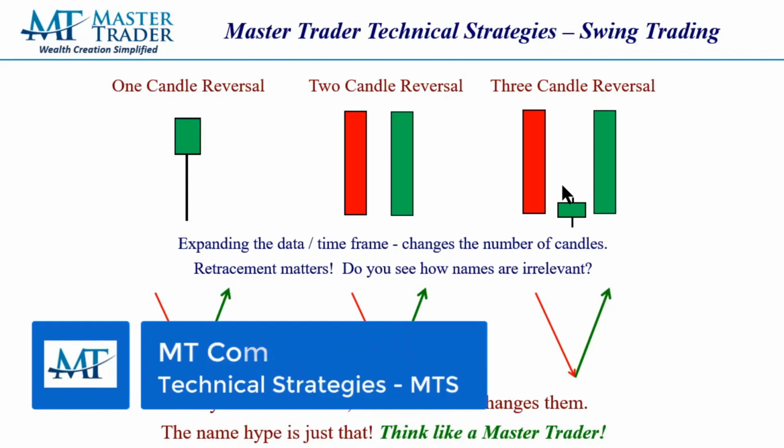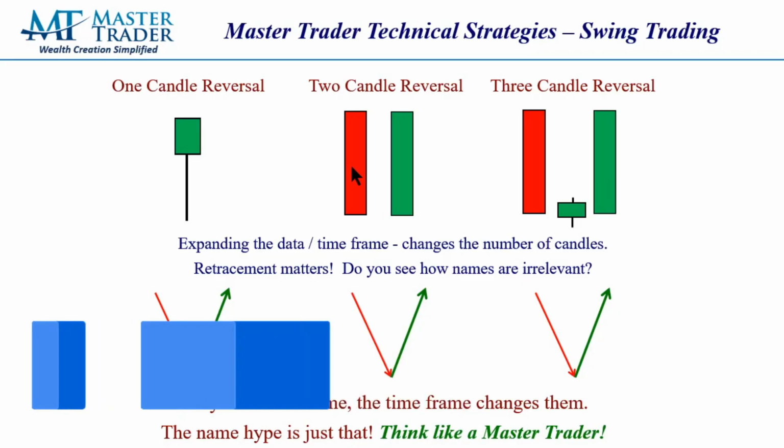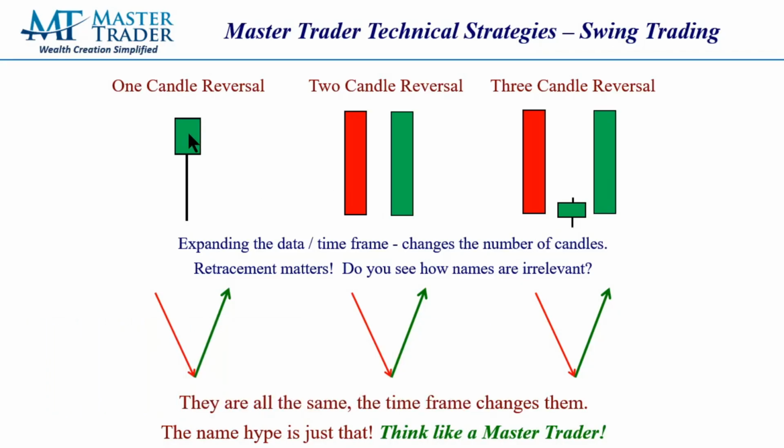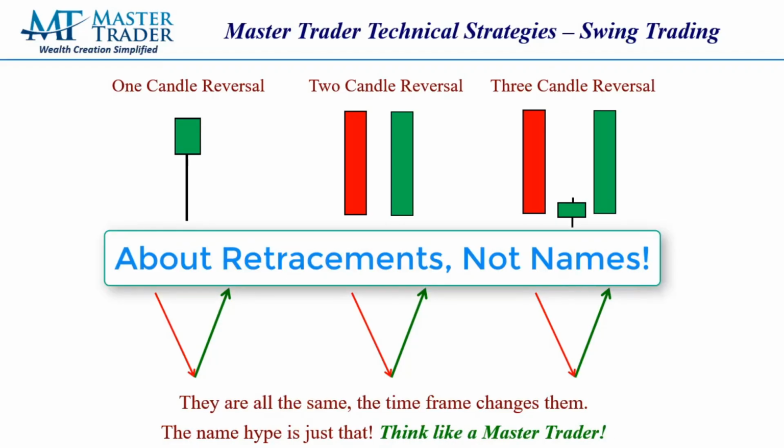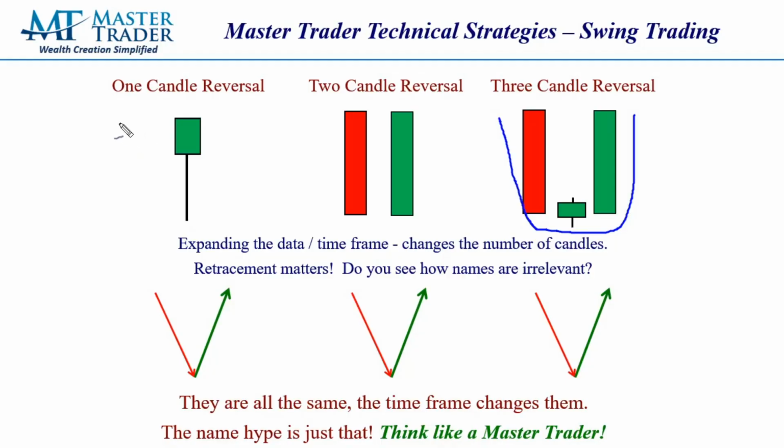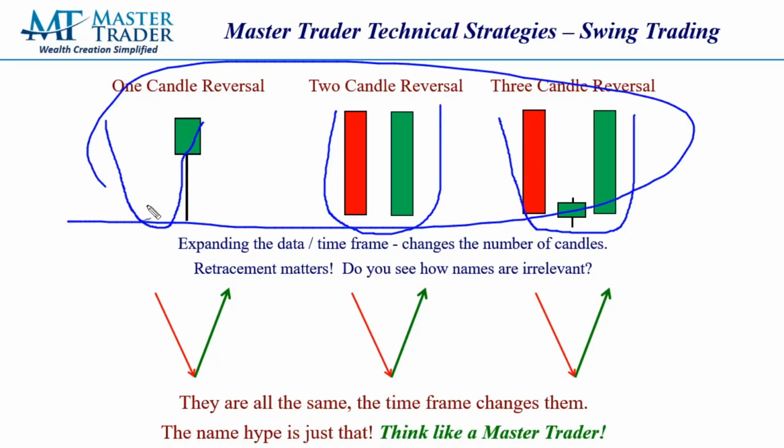And if I compress the data, let's say that 3-bar reversal, I compress the data and it turns into a 1-candle reversal, the meaning is still the same because it's really about retracements. Right? It's the fact that prices went down and they retraced back up again. In a smaller time frame, prices went down and they retraced back up again. All of these mean the same thing. So understanding that, we now have to apply that to the time frames that we're using.